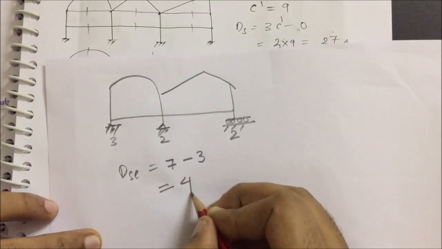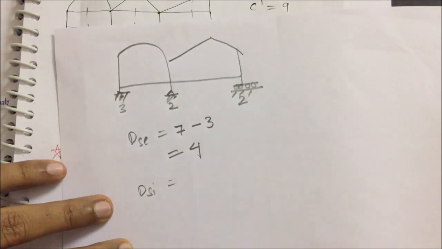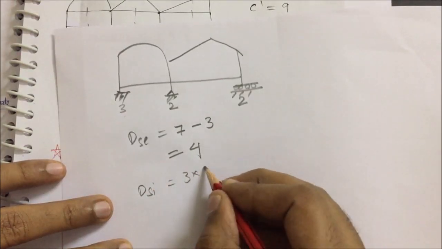So I used to get 4 as my external indeterminacy. So what was my DSI? Internal indeterminacy. The formula was quite simple, 3 into c.